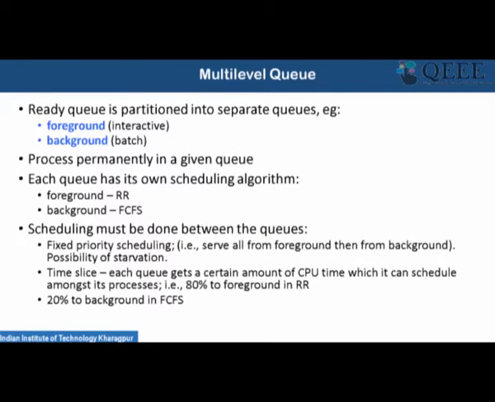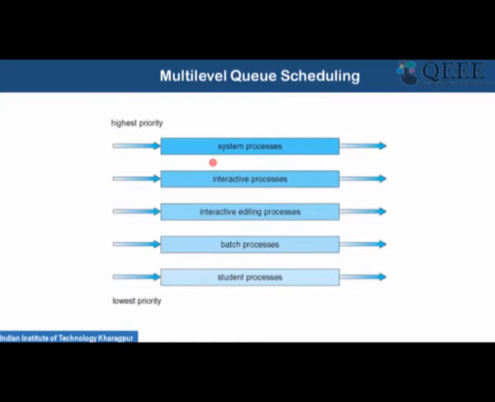Then there are some kinds of scheduling which are practically utilized in our modern operating systems, like the Linux operating system. It uses multi-level queue scheduling. Multi-level queue scheduling is something like this. You have multiple queues: the system processes are in one queue, the interactive processes in one queue, interactive editing processes in another queue, the batch processes in another queue, and the student or user processes in another queue. Individual queues have their priority, and for individual queues you can apply different scheduling algorithms.